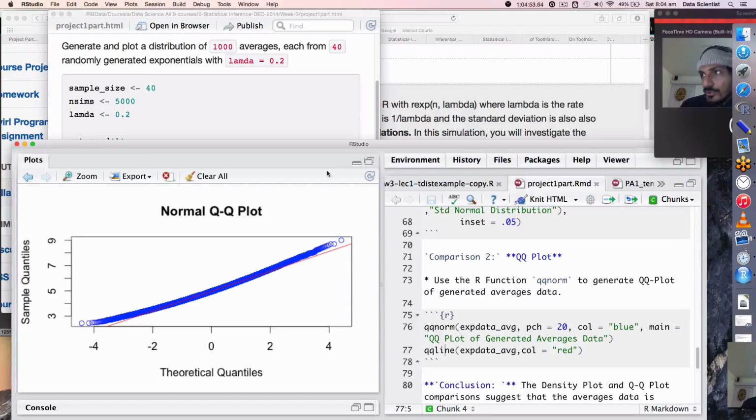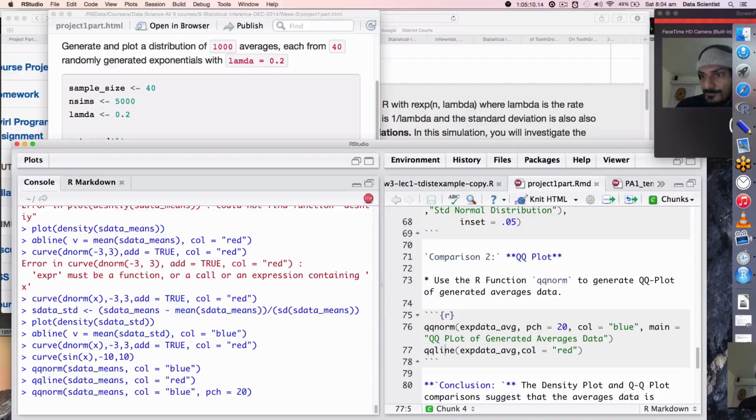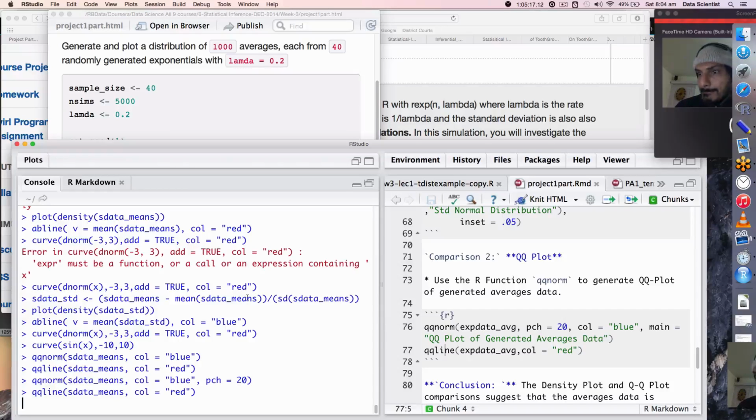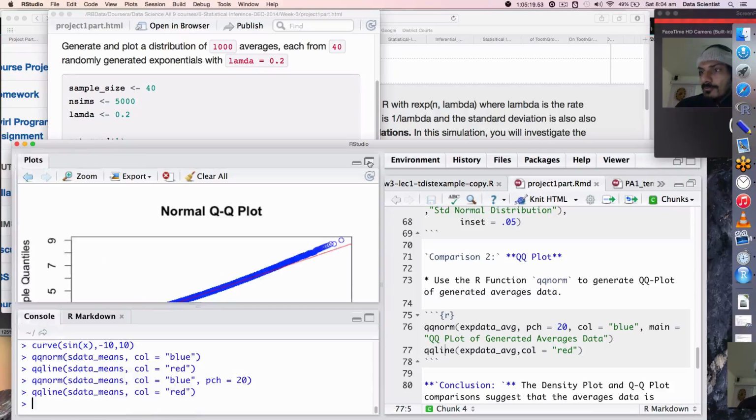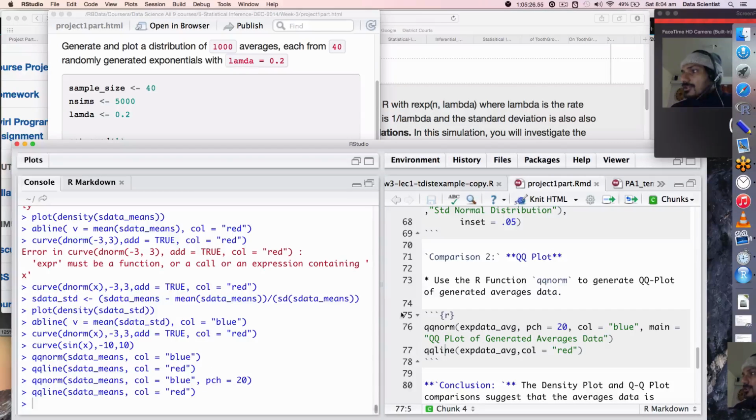But this is too thick, so I'll change it. I use qqnorm and say pch equal to 20. Now pch equal to 20 makes the points small. I'm redrawing this, and then I redraw the QQ line again. So this is what my graph looks like. It hasn't changed much, actually. Anyway, this is it.